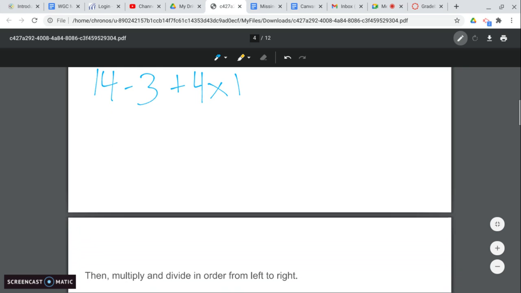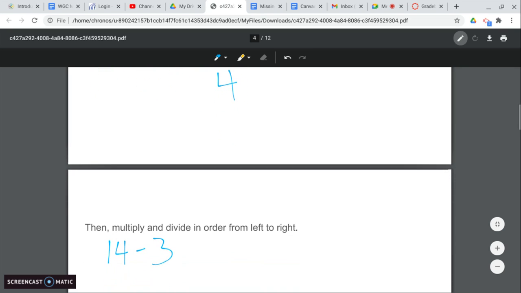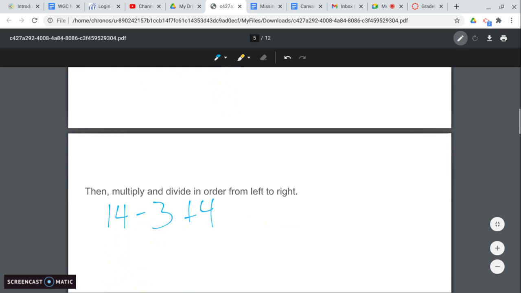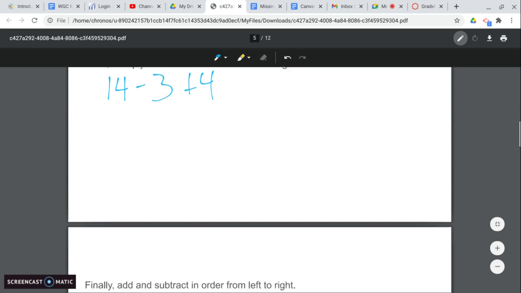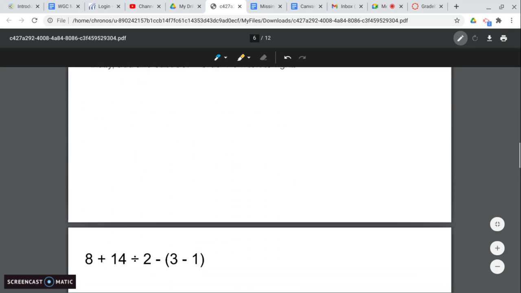All right, next, we multiply and divide from left to right. Well, where's our multiplication or division? That would be right here. 4 times 1 is 4. So we have 14 minus 3 plus 4. Then our last step, we add and subtract in order from left to right. So we start over here. 14 minus 3 is 11 plus 4. Now we do 11 plus 4, which gives us 15. So our answer is 15 for this.